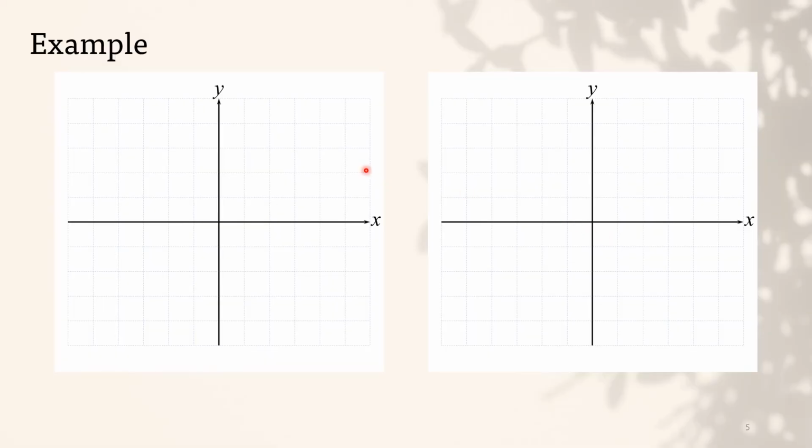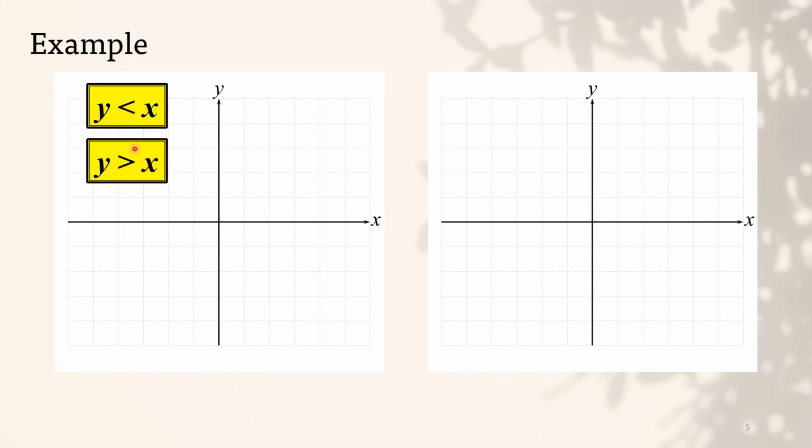Let's look at the example. For the first example, y is less than x and this one is y is greater than x. We notice that both symbols are without an equal sign. So we will use a dashed line.